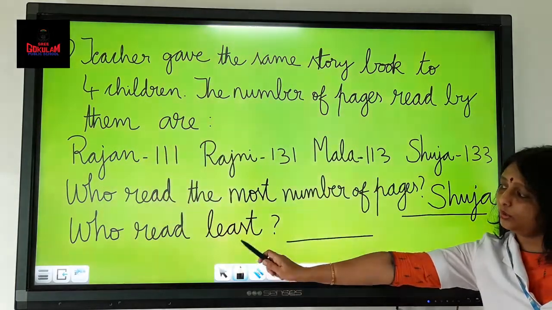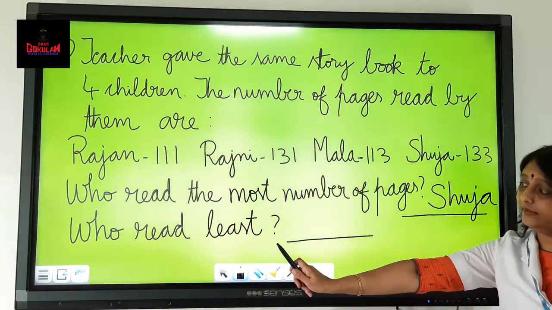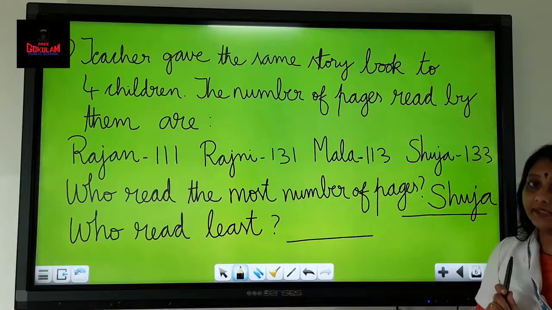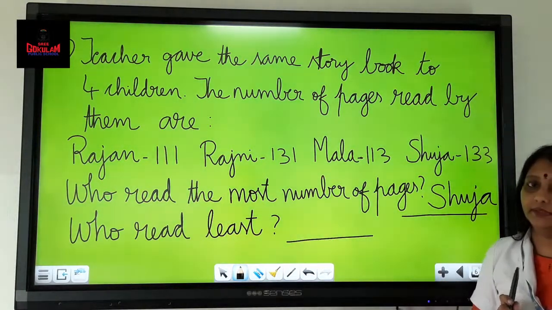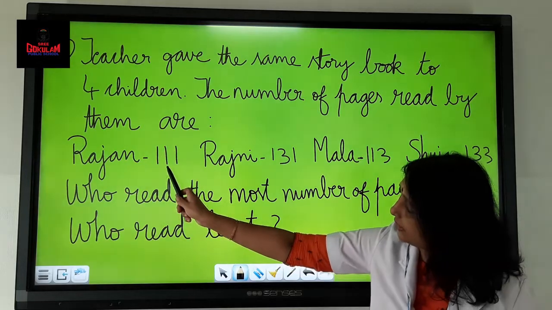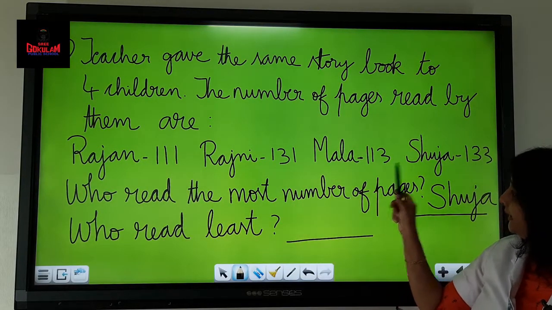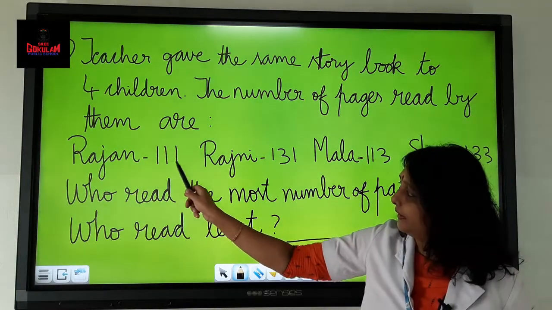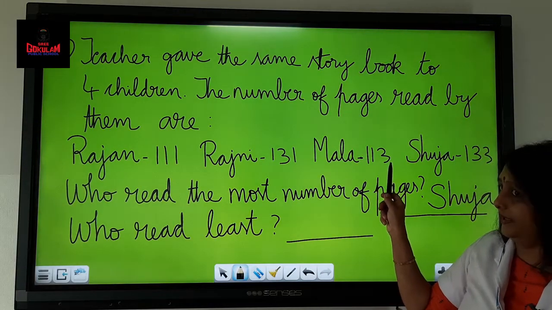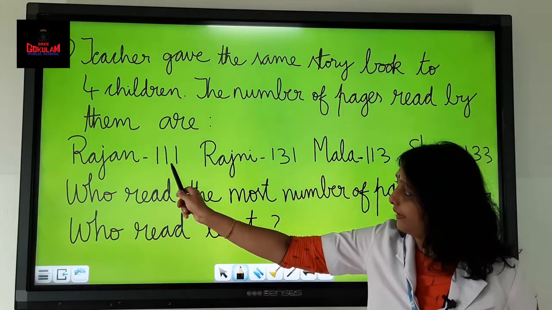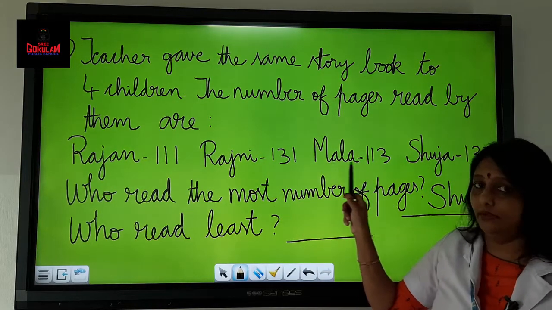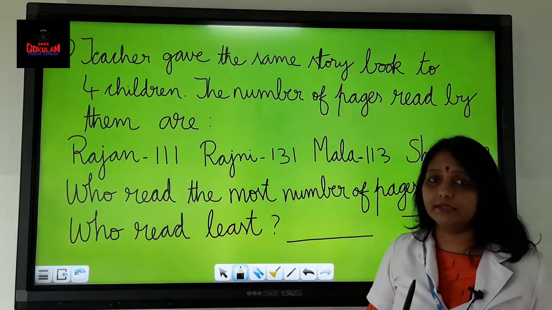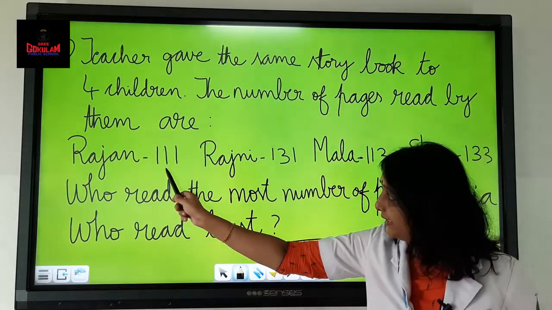Next question is, who read least? Who read the least number of pages? You have to find the smallest among these 4 numbers. So, we will find out 111, 131, 113, 133. This is the greatest number. So, let us avoid that. 111, 131, 113. Look at the tens place number 1, 3, 1. So, 1, 3, 1. 1 or 3, which is smaller? 1. So, we will take 111 and 113.